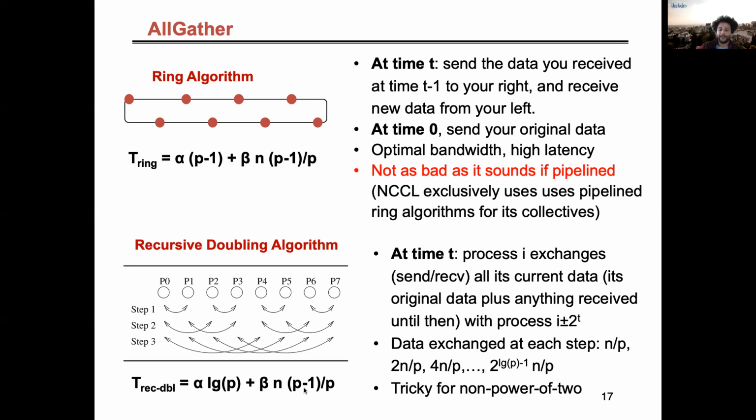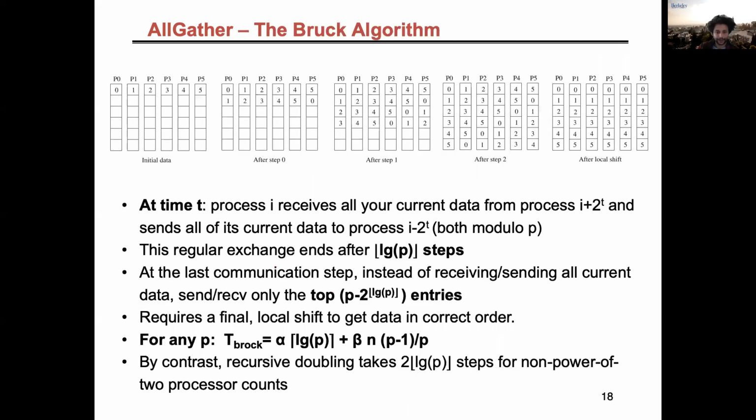However, it's a little tricky for non-powers of 2. What if I have 40 processes? I'll have to find the lowest power of 2 that is larger than or equal to 40, which would be 64. And I would run it on a grid like that, effectively exchanging empty data for some of those stages. That's not too bad, but you'll get something that looks like 2 times floor of log p. Can we do better? It turns out we can.